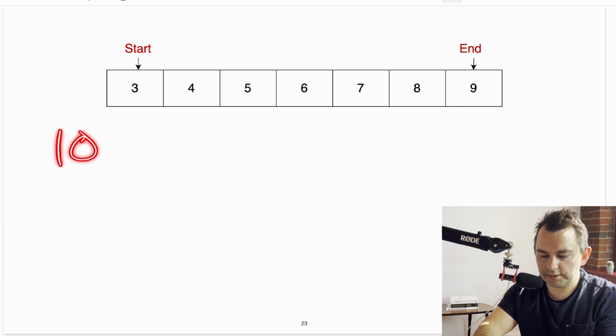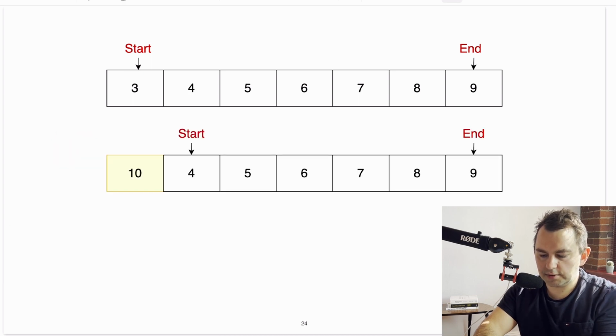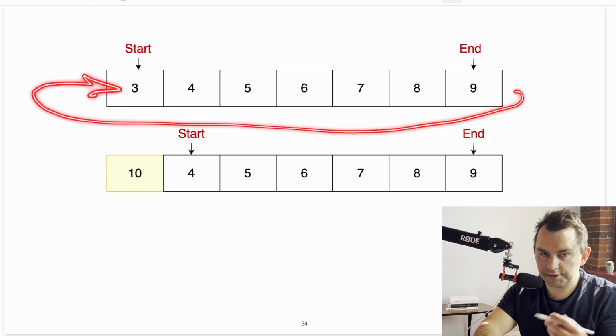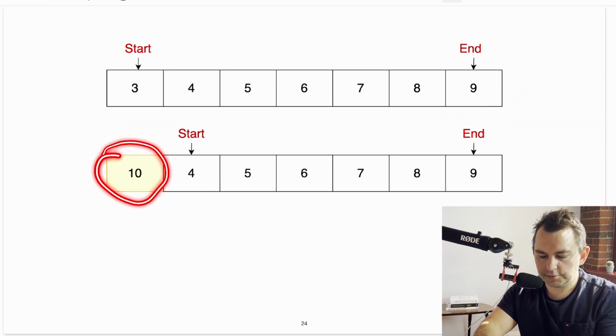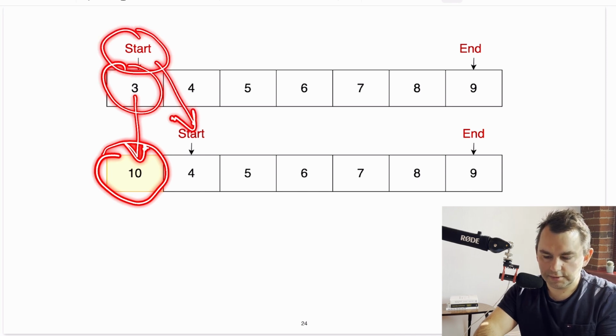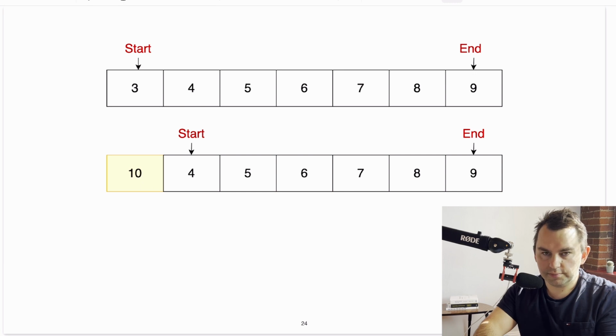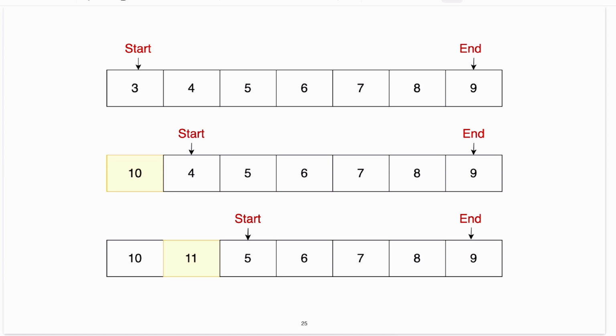For example, let's add an item 10. Adding 10 wraps around to the beginning of the queue like that and overwrites the first element. So as you can see, number 3 gets overwritten by 10. And it also moves the start pointer over to the next element. So now 4 is the beginning of the queue and start now points to index 1. Let's add another element 11.